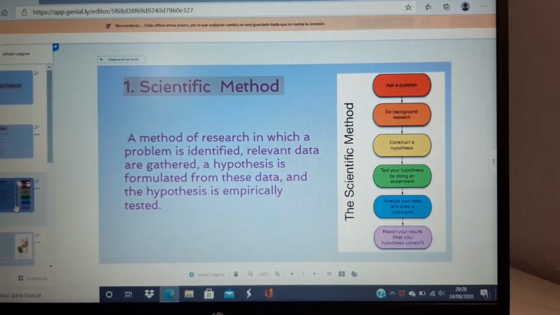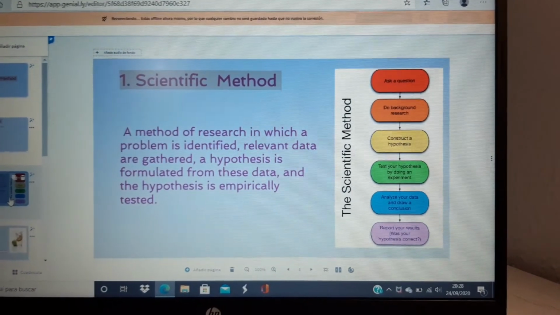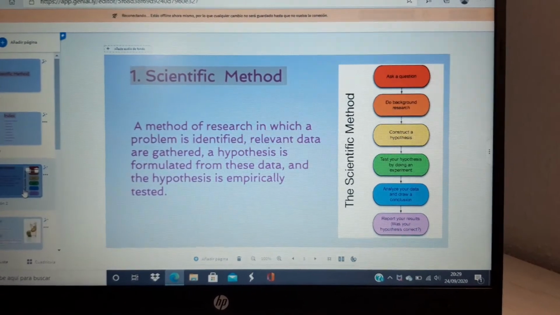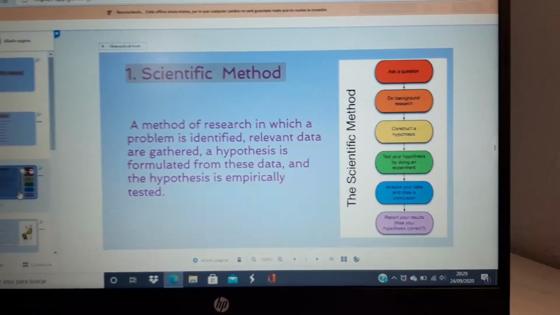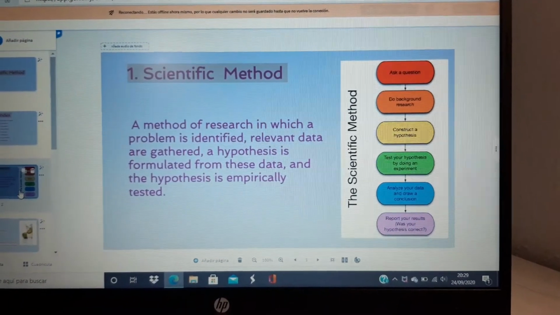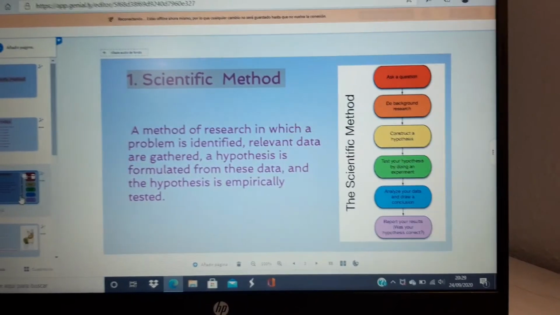Scientific method: a method of research in which a problem is identified, relevant data are gathered, a hypothesis is formulated from this data, and the hypothesis is empirically tested.